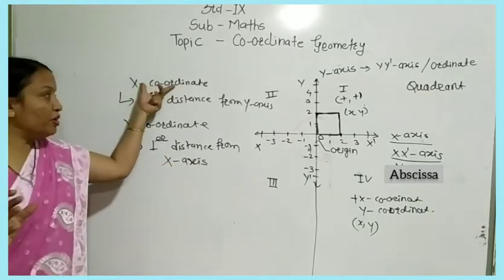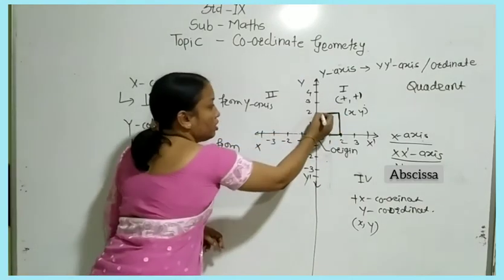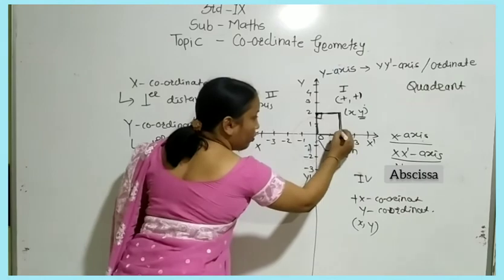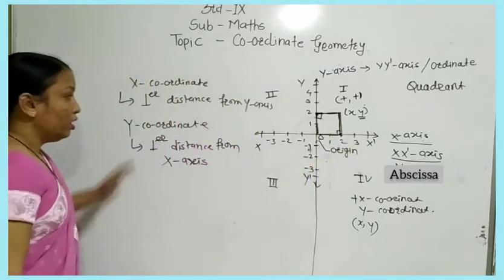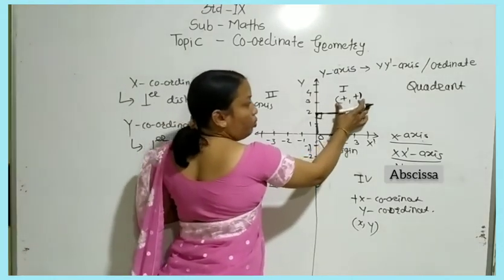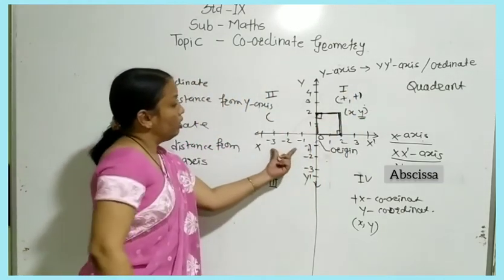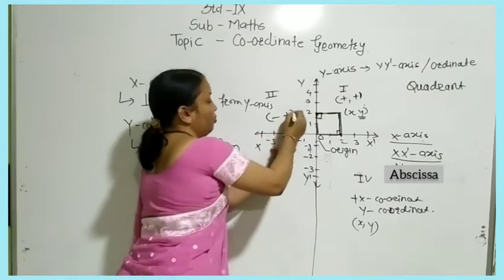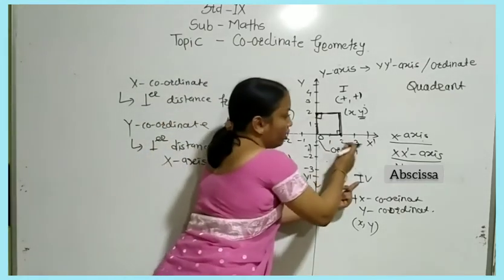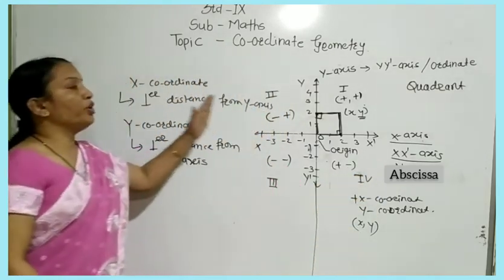The x coordinate is represented by the perpendicular distance from the y axis. And the y coordinate is this perpendicular distance from the x axis. This you have to keep in mind for the MCQs. Now, in this quadrant, both the coordinates are positive. In the second quadrant, x is negative and y is positive. In the third quadrant, both are negative. And in the fourth quadrant, x is positive and y is negative.